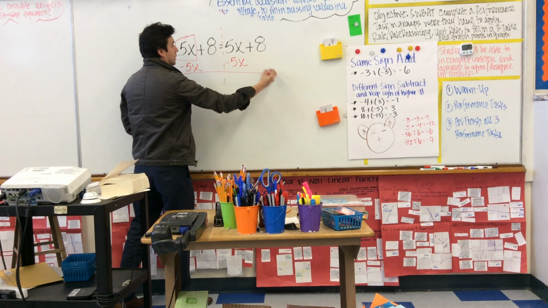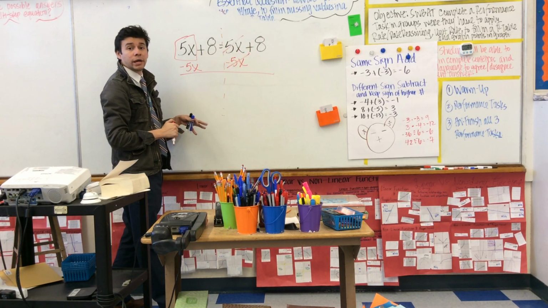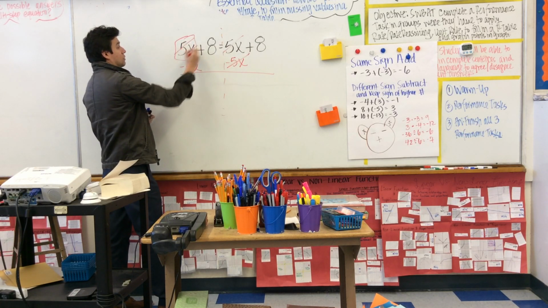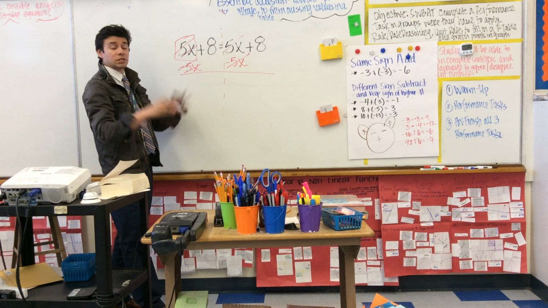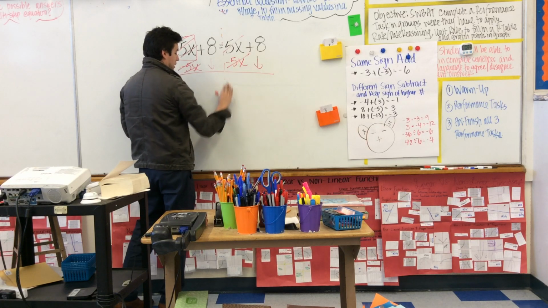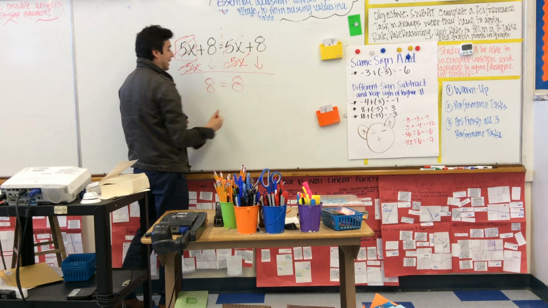Then this cancels out. That cancels out. Do not say it's 0x. It's not 0. Once it cancels, it's done. This cancels out too. Do not put 0x. Once it cancels, it cancels. Drop this. Drop this. So then you have 8 is equal to 8.